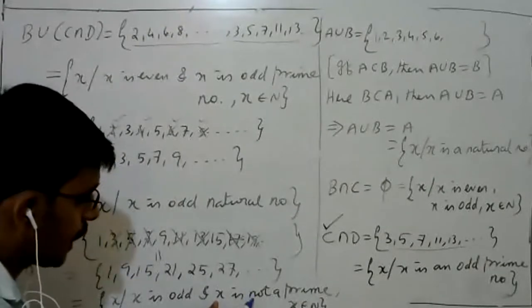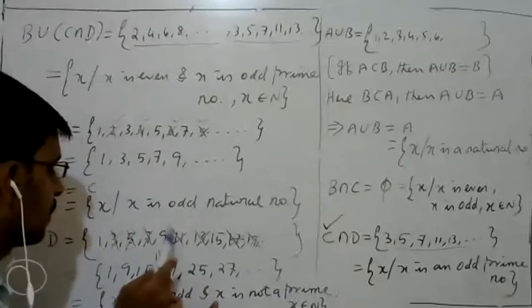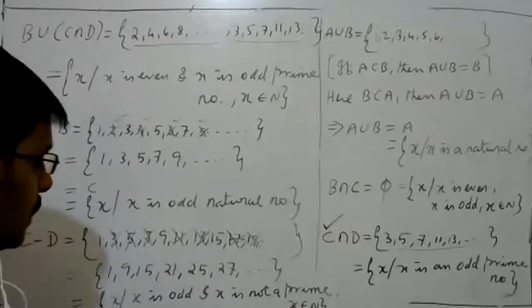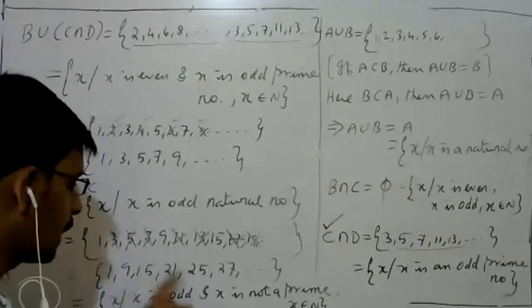But look at this condition. Additionally, I am adding one more condition: x is not a prime number. 11 is not a prime? 11 is a prime number. Don't add. 15. 15 is an odd number as well as not a prime number.